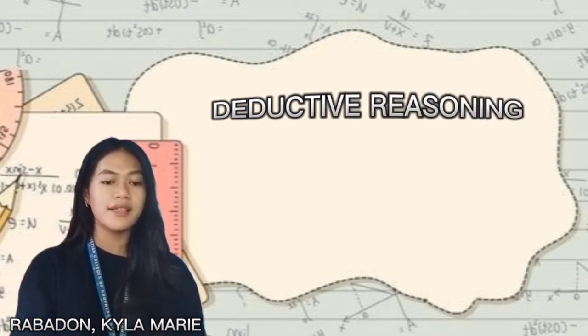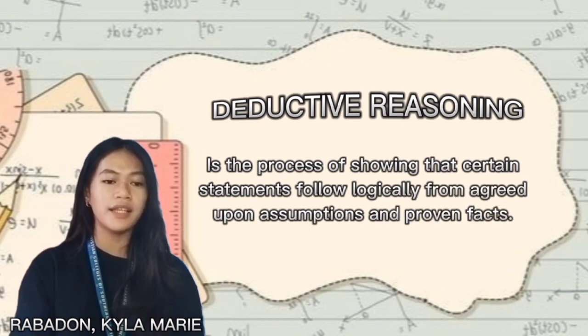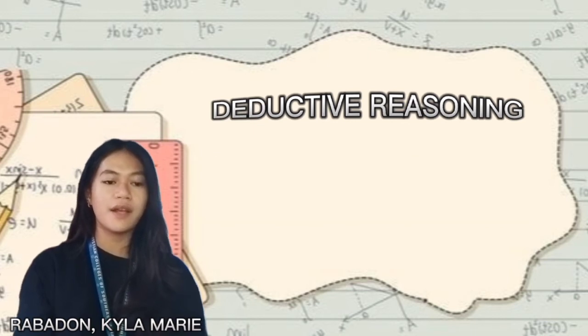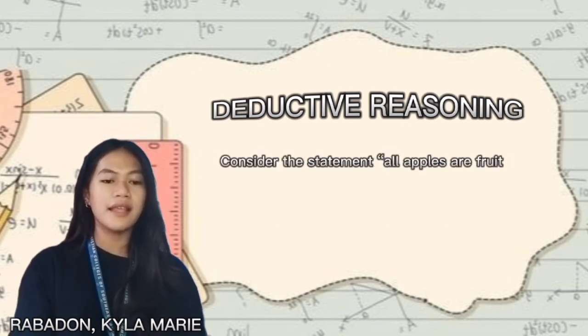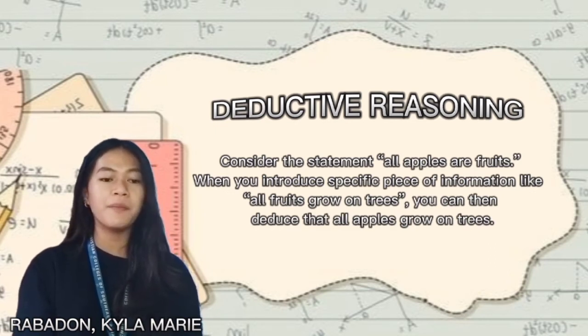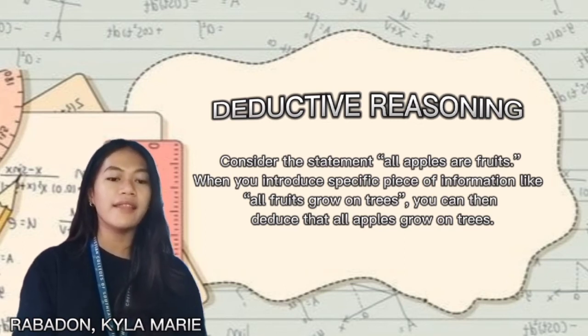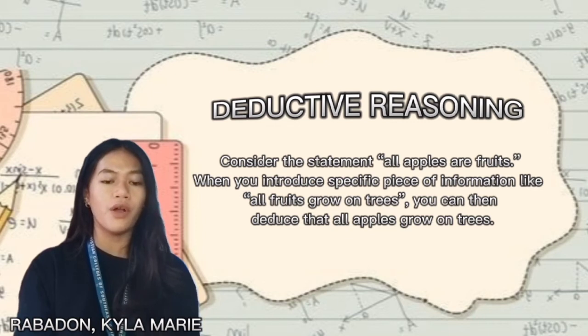Deductive reasoning is a process of showing that certain statements follow logically from agreed upon assumptions and proven facts. For example, consider the statement all apples are fruits. When you introduce a specific piece of information like all fruits grow on trees, you can then deduce that all apples grow on trees.